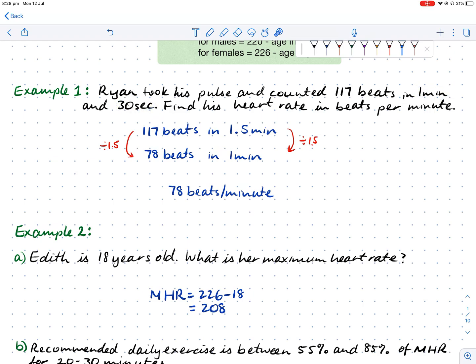We need to convert that into a decimal. So 30 seconds is half a minute, so that's actually 1.5 minutes. In order to work out beats per minute, we want to work out for 1 minute. So we're going to divide by 1.5 on the right. So whatever we do on the right, we also do on the left. So that's what it means to find a rate. So when we divide by 1.5, we end up with 78. So it's 78 beats per minute.